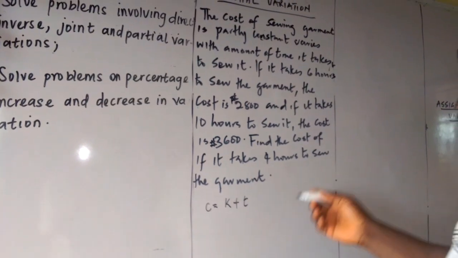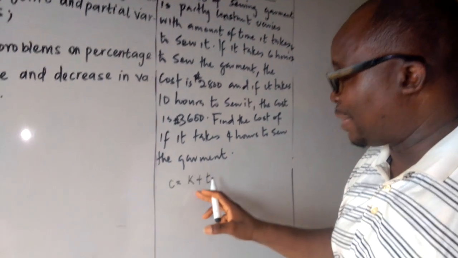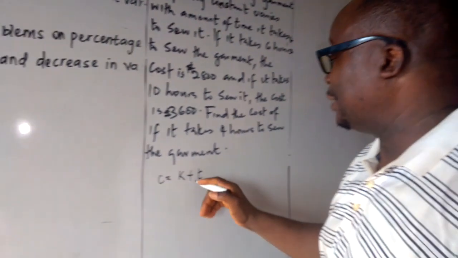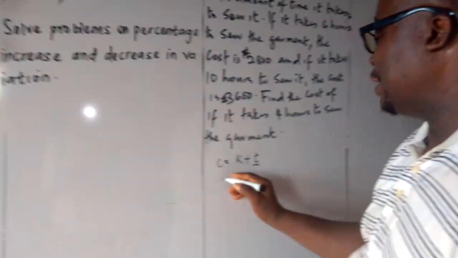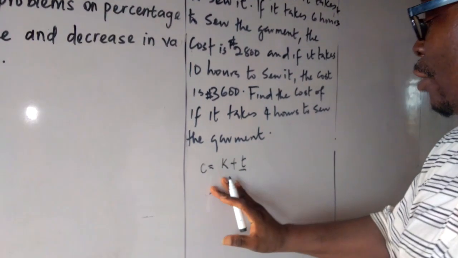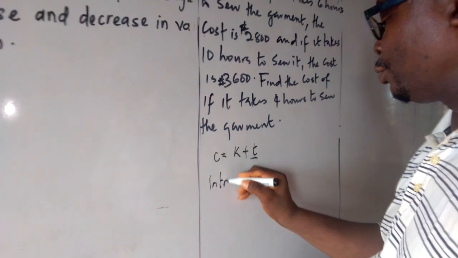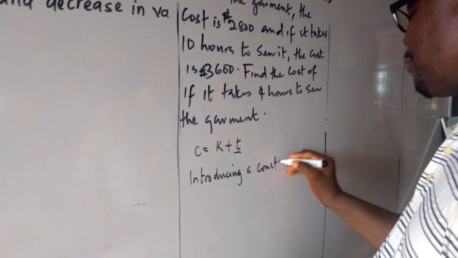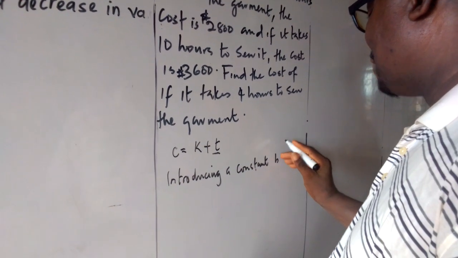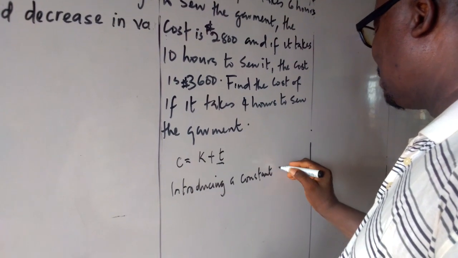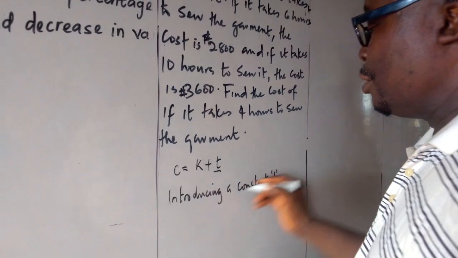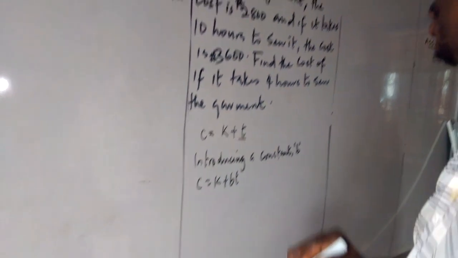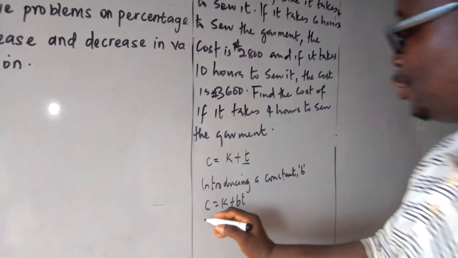And you know the rule. Before we can continue, we have to introduce a constant for the other part of the question. So then I will have my cost, introducing a constant. Let my constant be B. So I'll have C is equal to K plus BT.